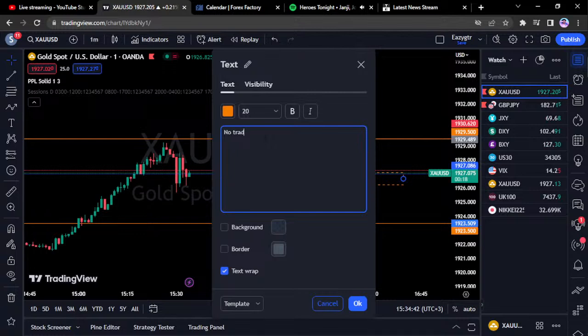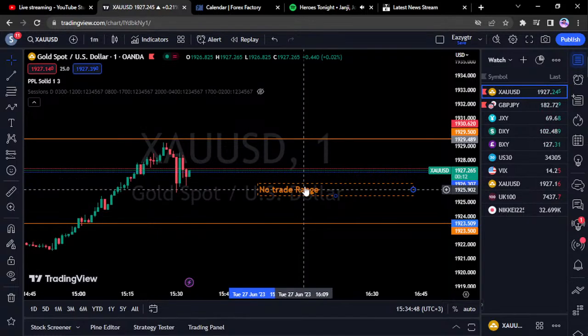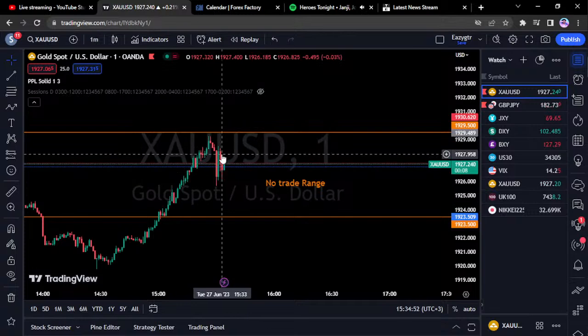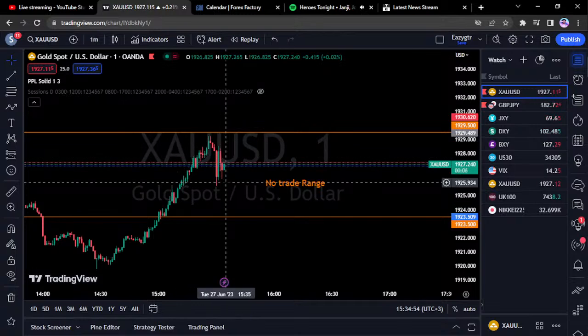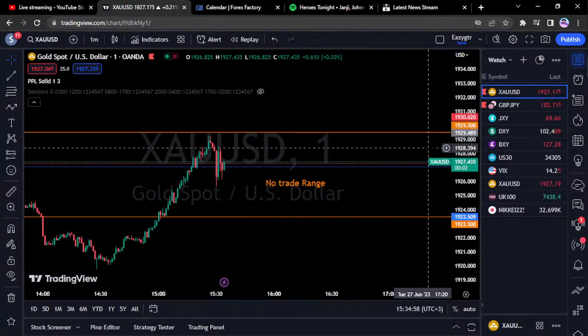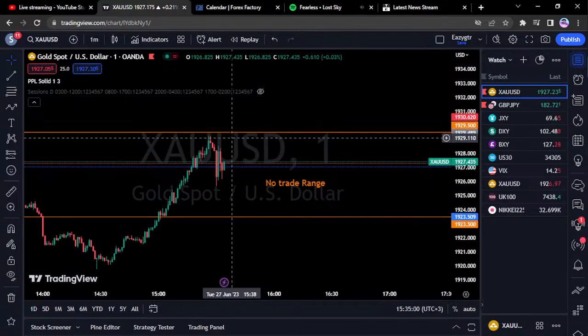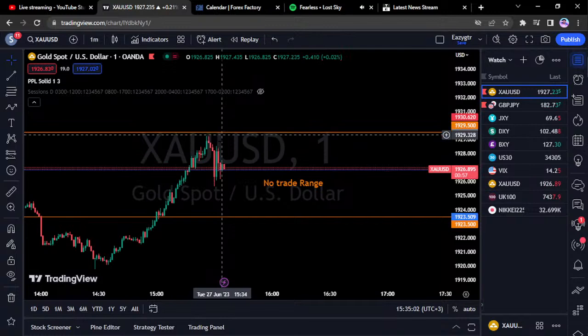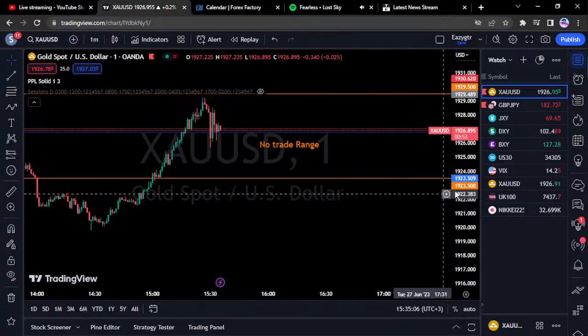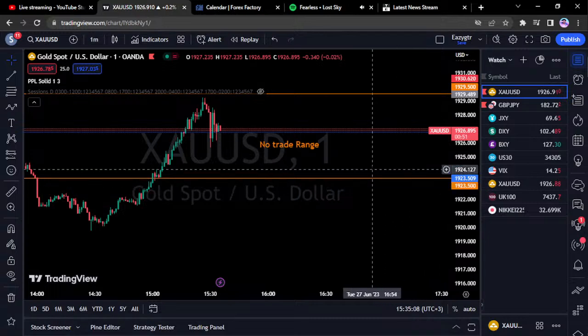So let's highlight this as a no trade range. Price is a bit messy in between, so just give it enough time to either come, touch the 1929.500, respect the level, and drop, or impulsively break below 1923.500.